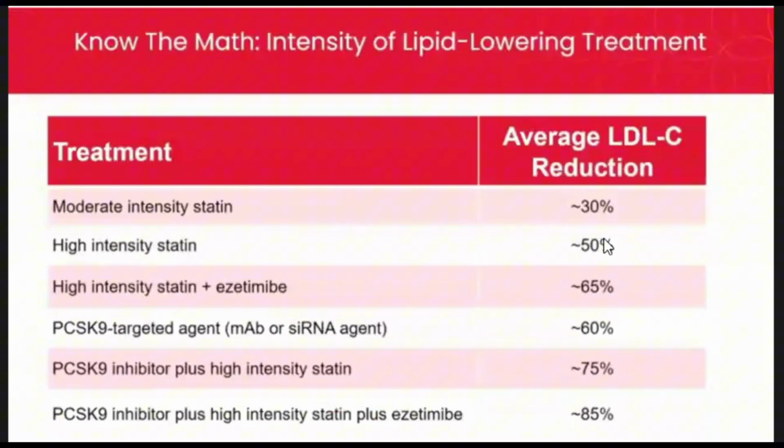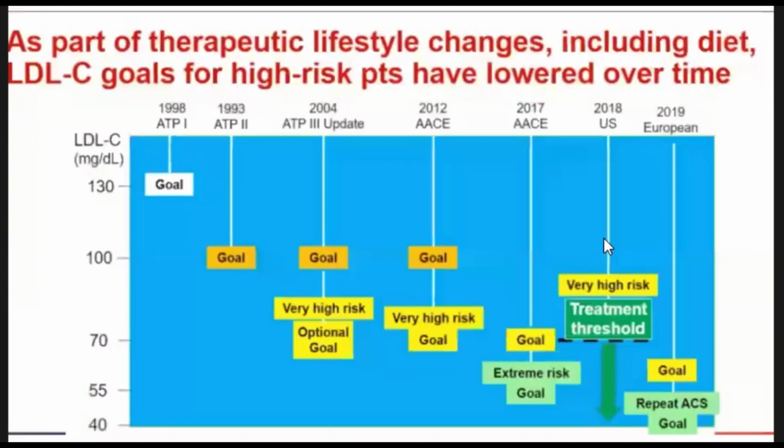Now we will know the numbers. High intensity statin brings down the LDL by 50%. Moderate intensity, 30%. Statin and ezetimibe bring down the LDL by 65%. And if you add a PCSK9 inhibitor alone, it causes 60% reduction. Statin, PCSK9 inhibitor and ezetimibe all together can cause 85% reduction in the LDL. Why are we talking about all these very, very low LDL levels? I will come to that. There is a scientific basis.